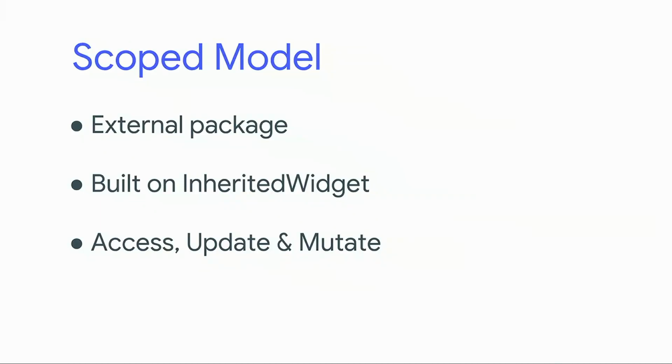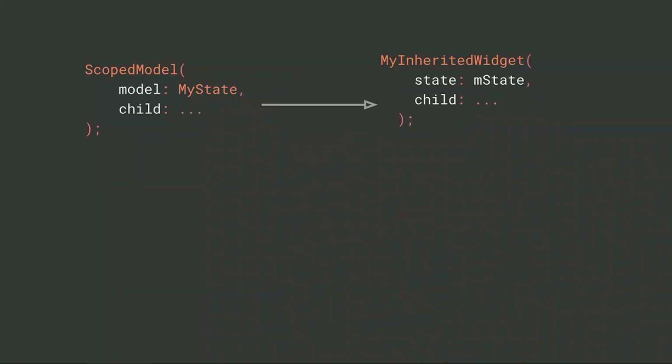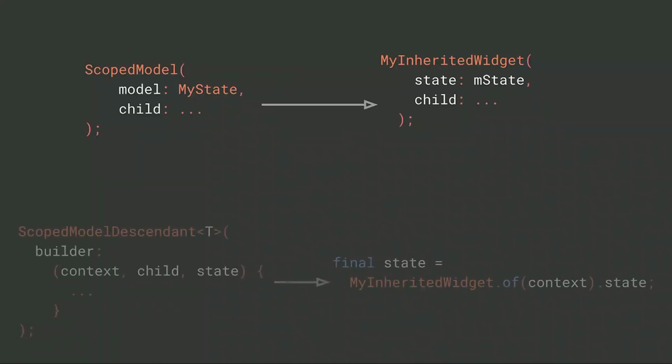And importantly, it gives us a more fine-grained way of rebuilding parts of our tree. And it allows us to mutate state as well. So looking at code real quick, scope model equates to my inherited widget. And we have what's called a descendant, which gives us access to the state.